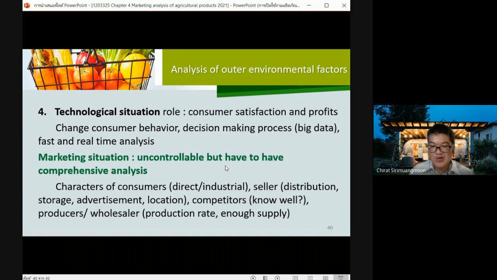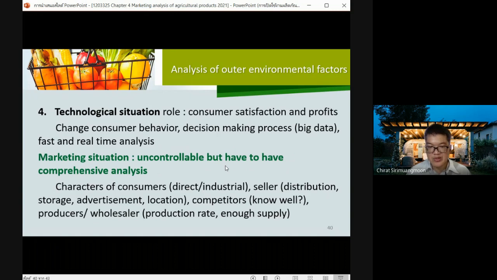How about market situation? Marketing situation is actually uncontrollable, again, for outer environmental factors, but you have to have the comprehensive analysis. So in terms of marketing situation, you must think about characteristic of the consumer. So you need to think about the type of the behavior of the consumer in terms of direct consumption or industrial use, or how about the seller? So how they distribute, how they keep the products, how they give the advertisement, and how about the location of agricultural products? And who are the competitors?